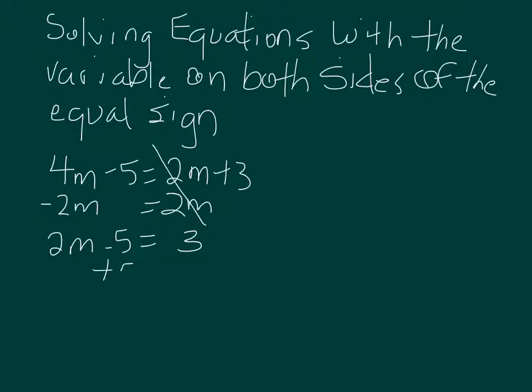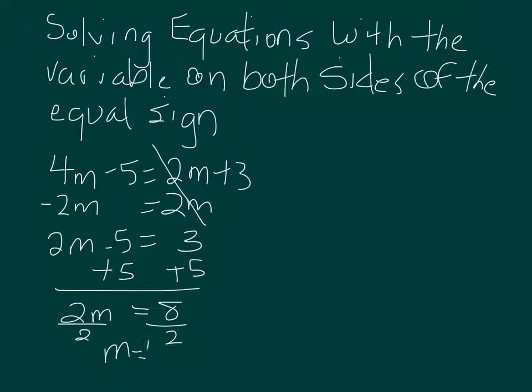We're going to add 5 to both sides. We end up with 2m equals 8. Divide both sides by 2, and m will equal 4.